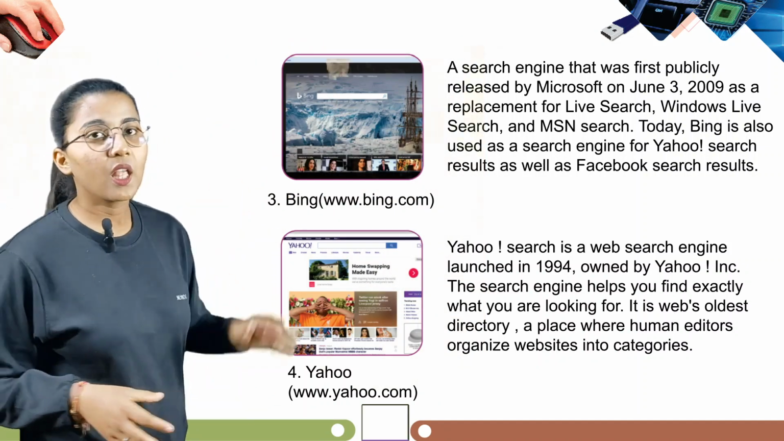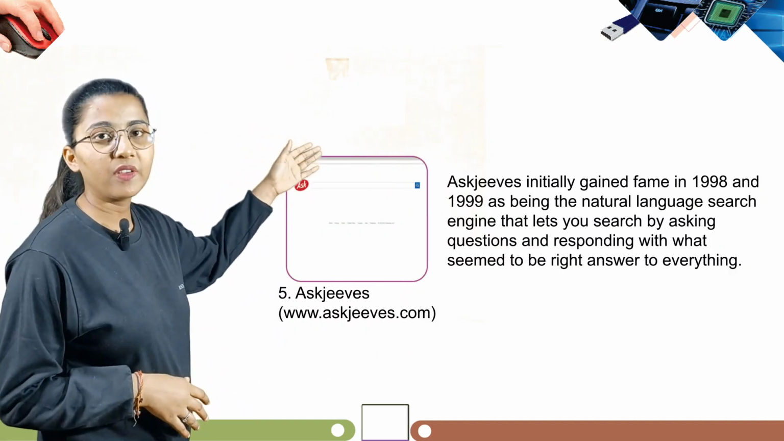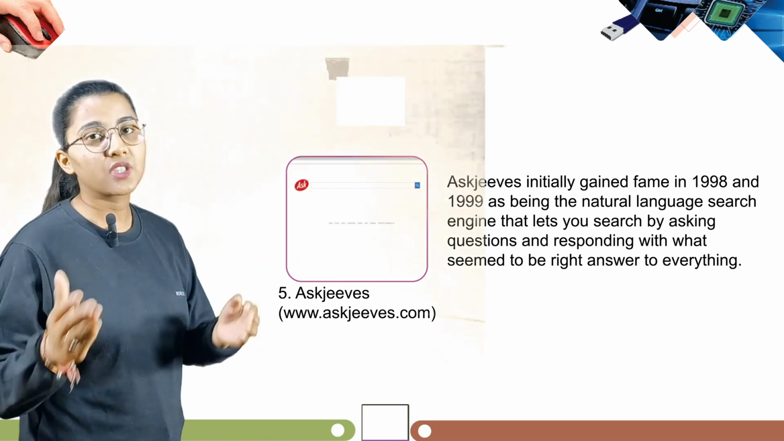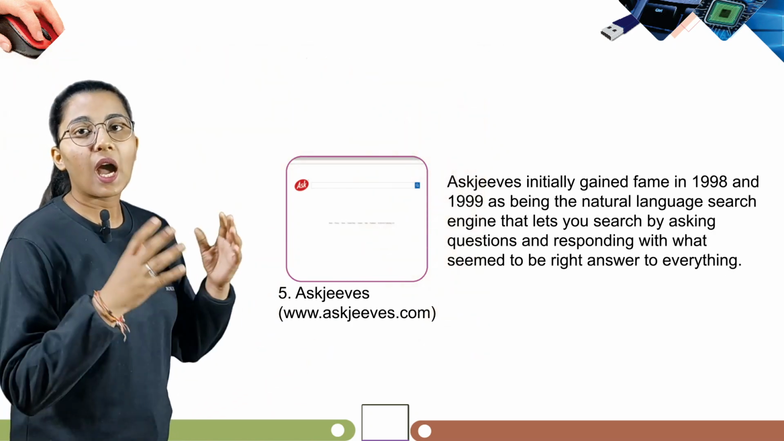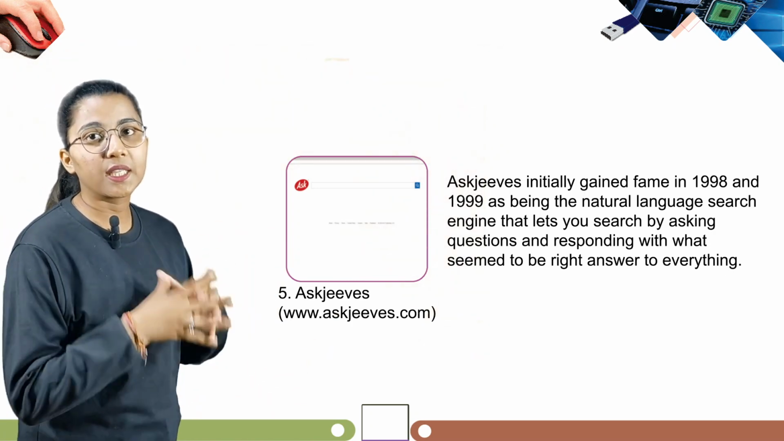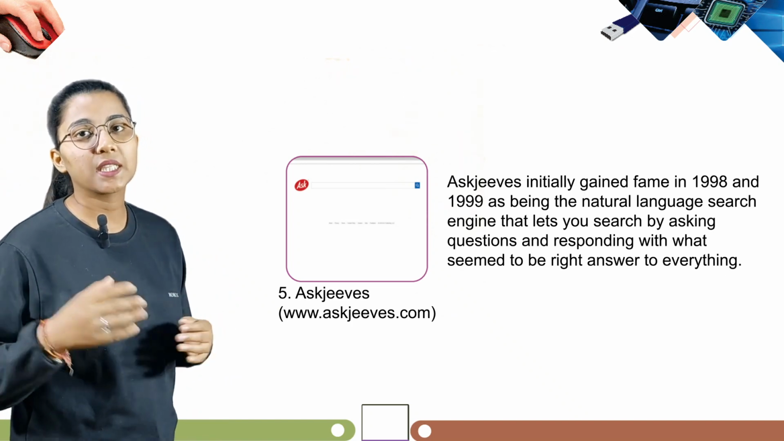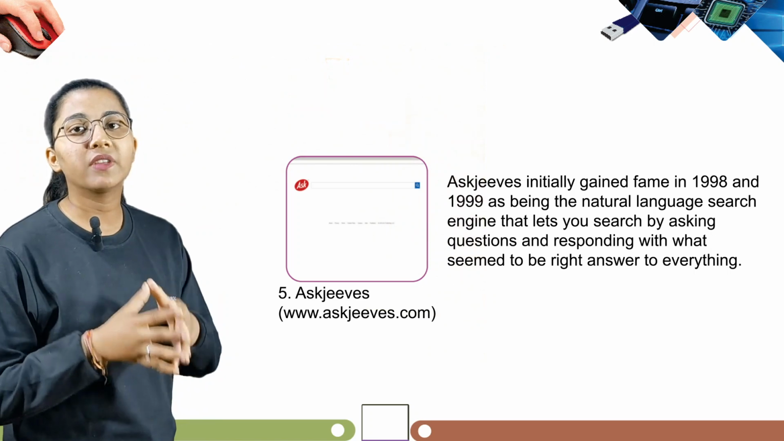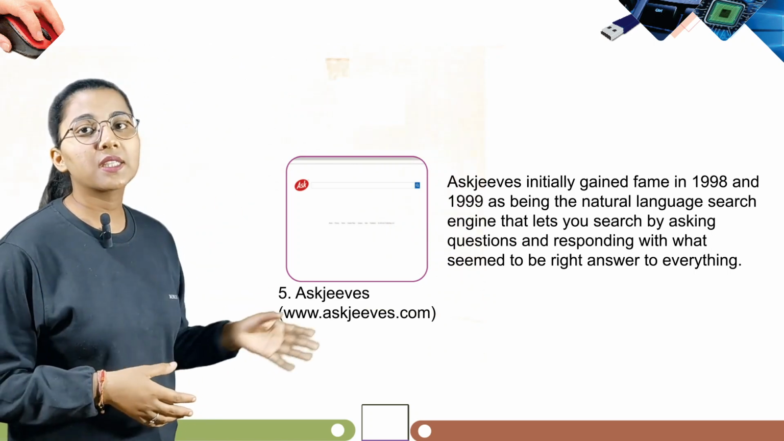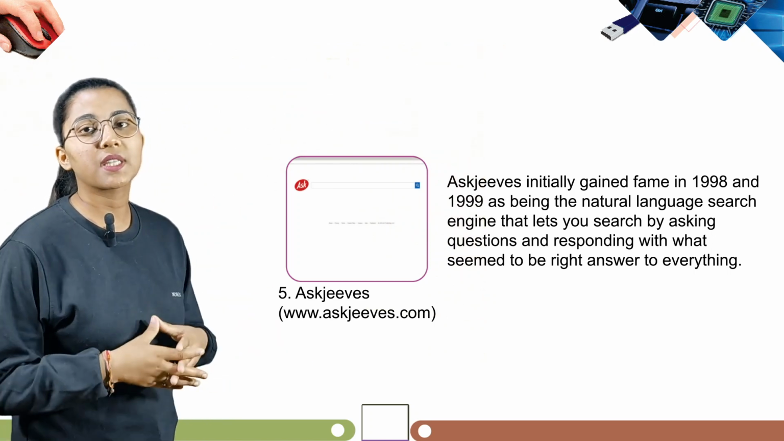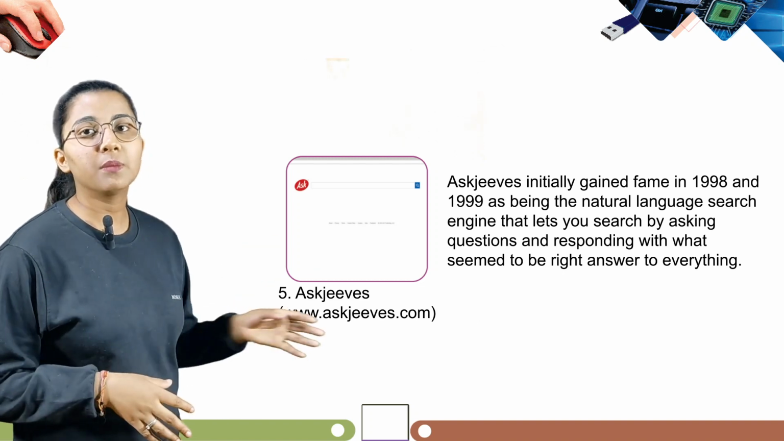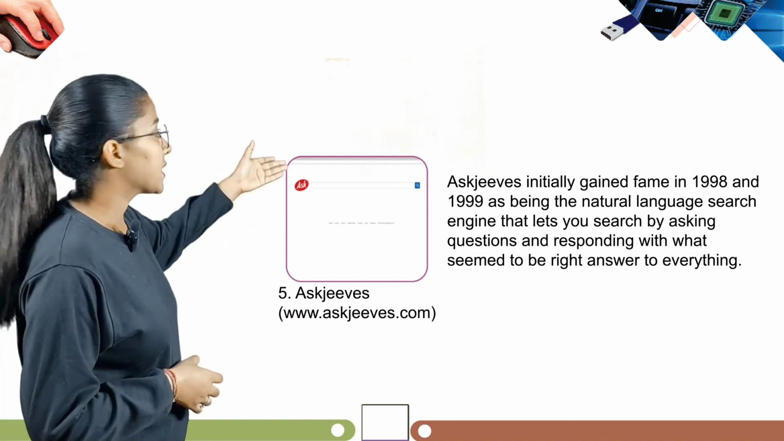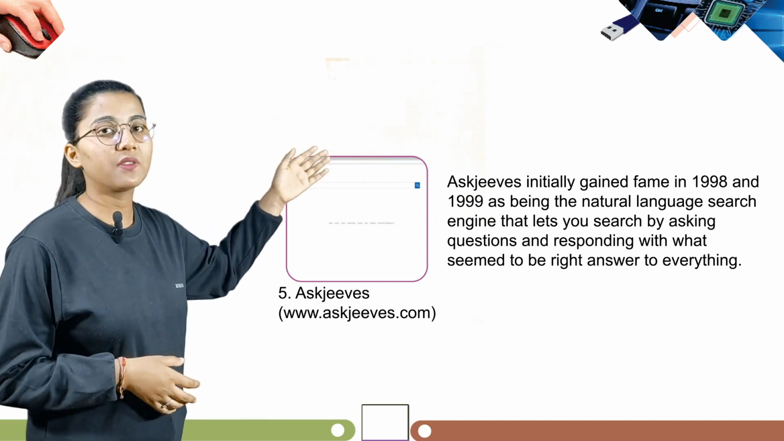Now students, fifth we have Ask Jeeves, that is www.askjeeves.com. So Ask Jeeves initially gained fame in 1998 and 1999 as being the natural language search engine that lets you search by asking questions and responding with what seemed to be the right answer to everything. And students, here you can see the interface of askjeeves.com.